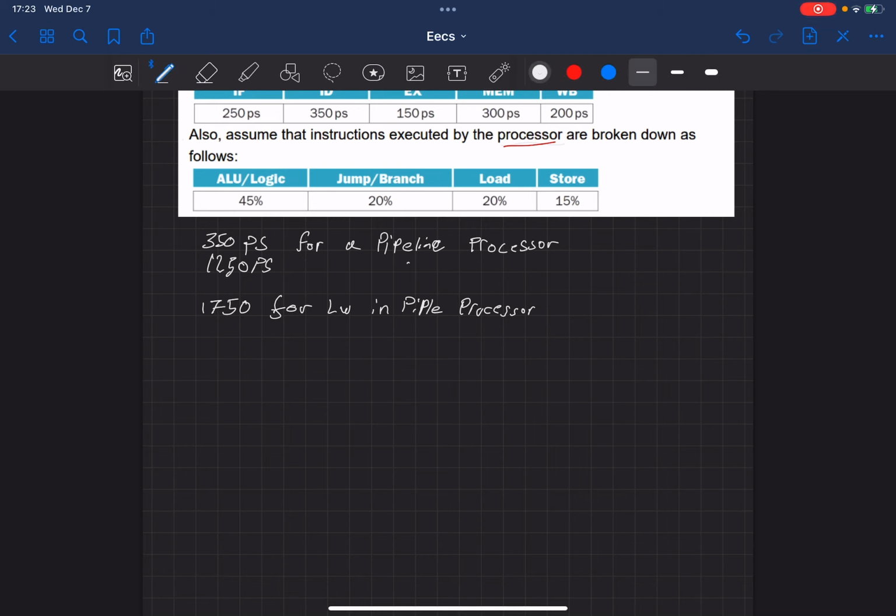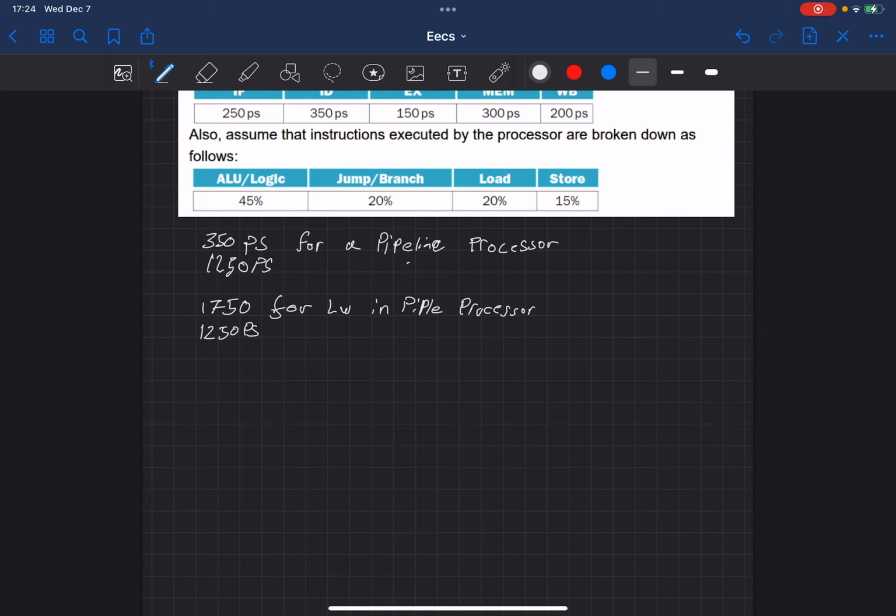Next, once again, if we are just having a single line of code and it's load word, it's again only going to take 1250 picoseconds in the non-pipeline version. Why? Because it's only a single line of code, so we can take each of the individual times as is. So it's going to be the sum of each time, and it's going to be 1250 picoseconds.